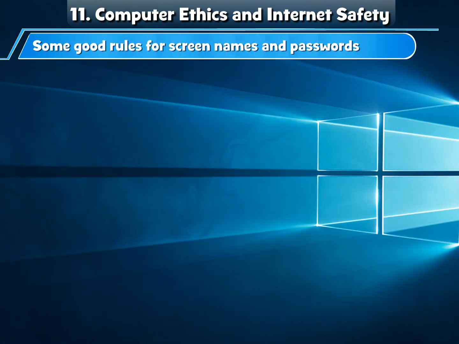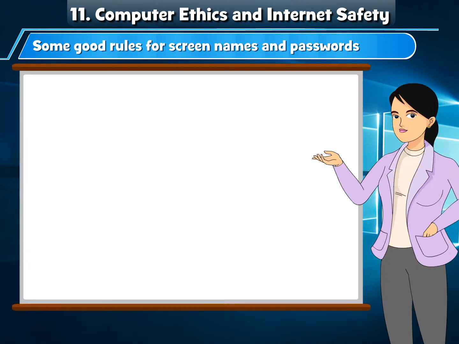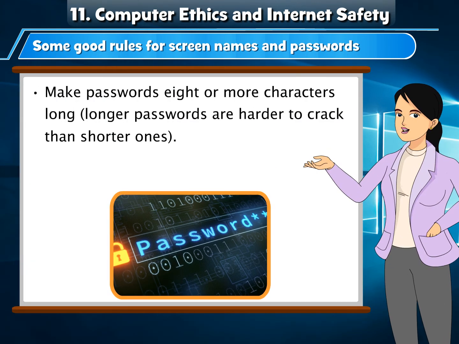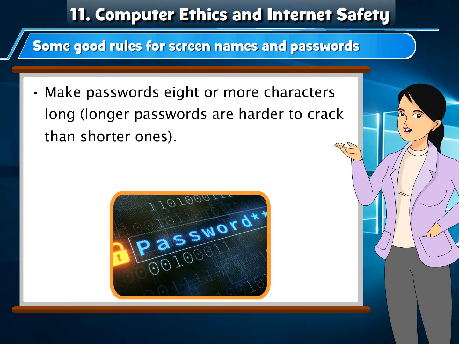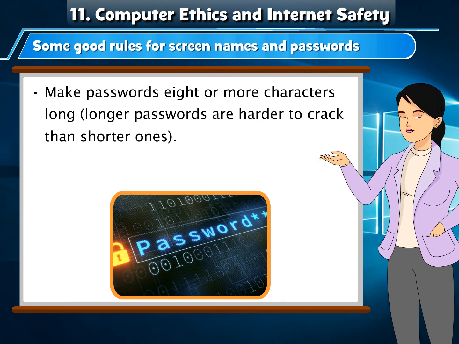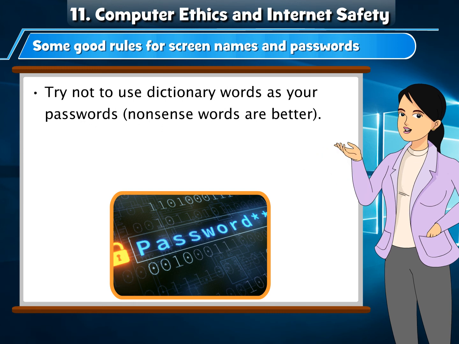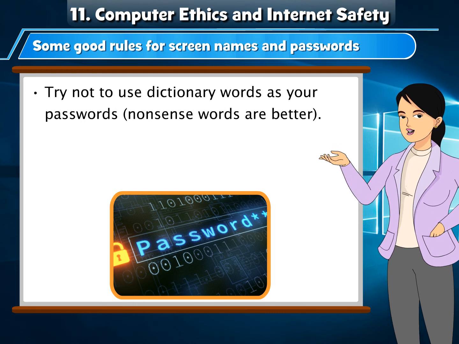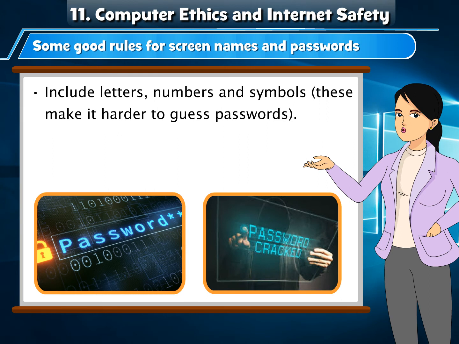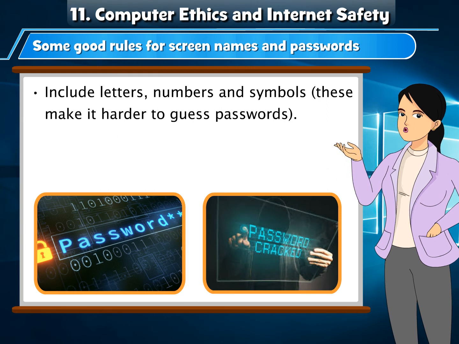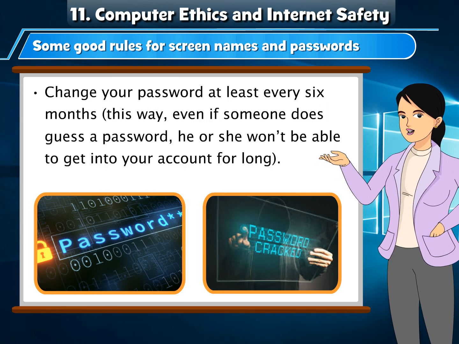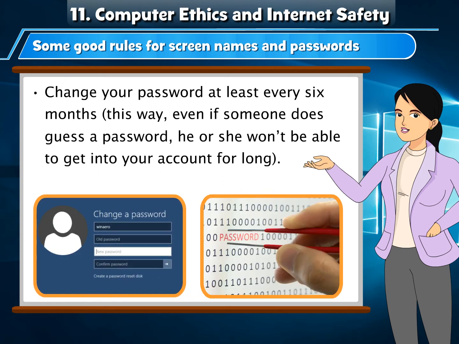Some good rules for screen names and passwords. Password tips. Make passwords 8 or more characters long. Longer passwords are harder to crack than shorter ones. Try not to use dictionary words as your passwords. Nonsense words are better. Include letters, numbers, and symbols. These make it harder to guess passwords. Change your password at least every 6 months.